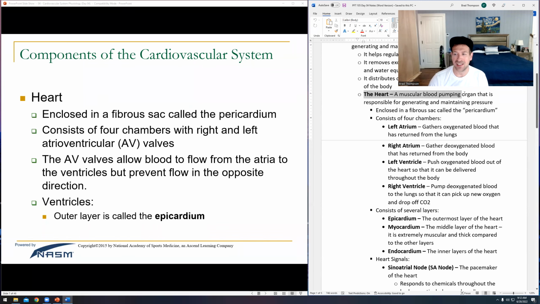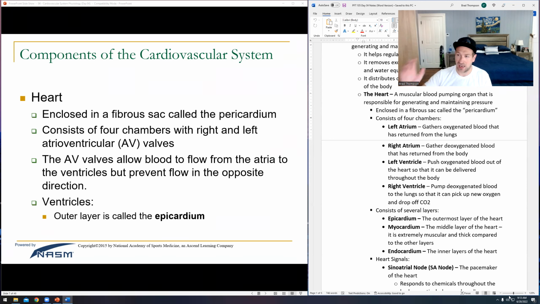So the heart is a muscular blood pumping organ, and it's responsible for generating and maintaining pressure. The heart itself is comprised of cardiac muscle, and cardiac muscle is just like any other muscle in the body. It contracts, and when it contracts, it's obviously changing its shape. And because your heart is a series of chambers, when it changes its shape from being this large to maybe being this large and then relaxing, that creates pressure changes. So when the heart contracts, it generates pressure, and when it relaxes, it releases pressure.